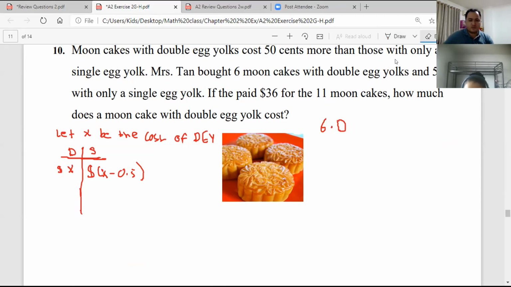Yeah, Shahina, can you just translate this word? Look, the second sentence said, bought 6 mooncakes. 6 times D, right? For each one, we need to pay this price. Plus 5 with only a single egg yolk. Plus 5 times S. And altogether, she paid $36. So that's equal to 36. 5S.